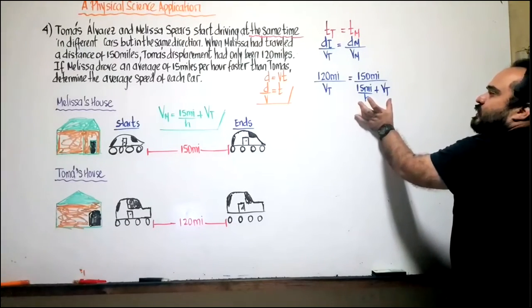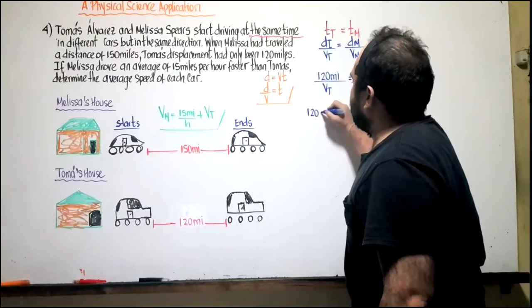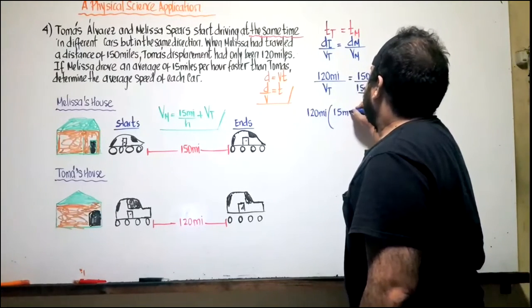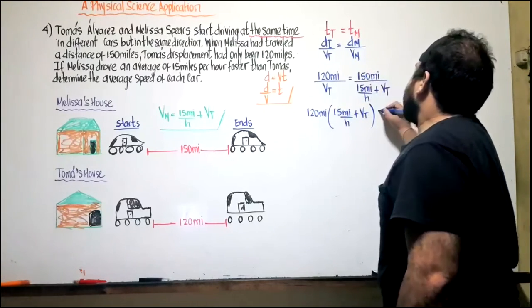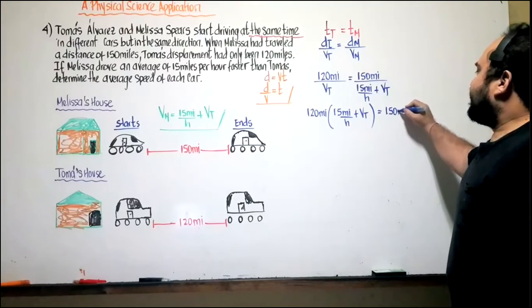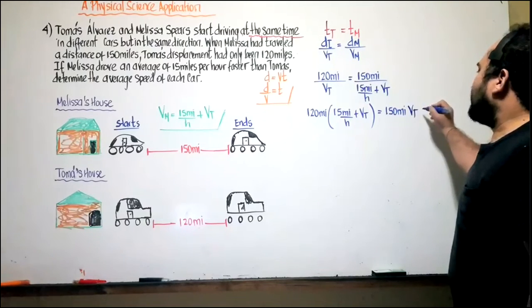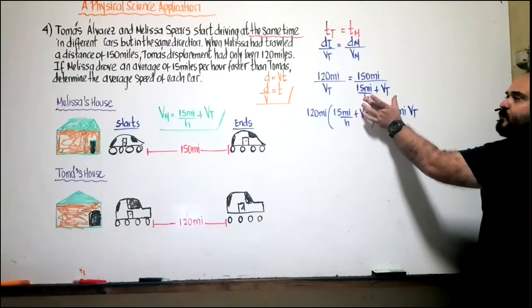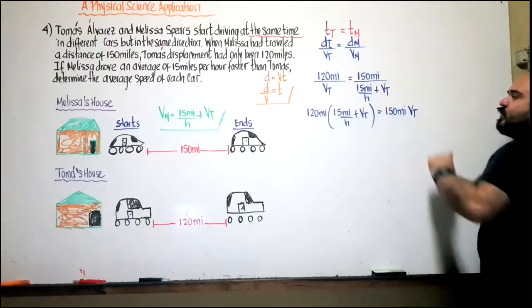Remember, this quantity divides, passes to multiply. We got 120 miles multiplied by 15 miles per hour plus the velocity of Thomas, and this is going to be equal to 150 miles multiplied by the velocity of Thomas. Cross multiplication: this quantity divides, passes to multiply, and this quantity divides, passes to multiply.